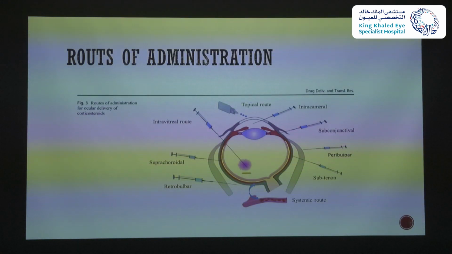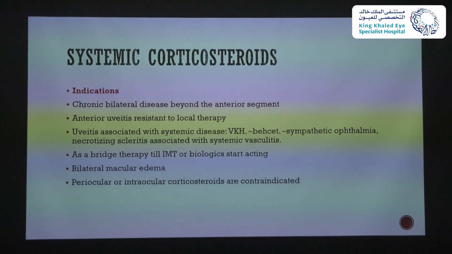The routes of administration of steroids are different. It can be given systemically or topically, or via injection, like in the orbital floor, or like in the intravitreal or suprachoroidal injections. I will start with the systemic corticosteroids.